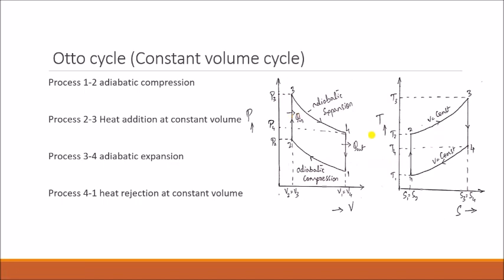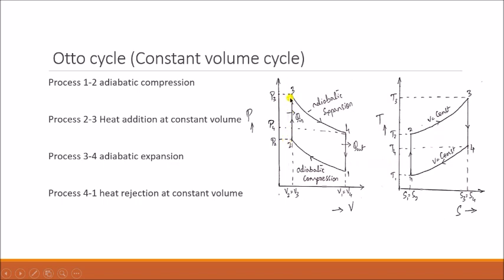This Otto cycle exactly resembles your petrol engine. In a petrol engine also, it works based on this process only. Once the air-fuel mixture comes in, the compression takes place, which is nothing but your adiabatic compression. After that the heat is added, meaning the combustion of the air-fuel mixture takes place. During that, your air-fuel mixture volume remains constant, it doesn't change. That is your heat addition at constant volume, the 2 to 3 process.